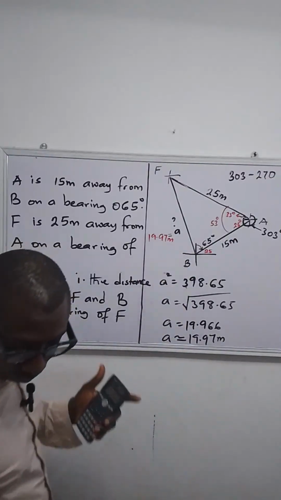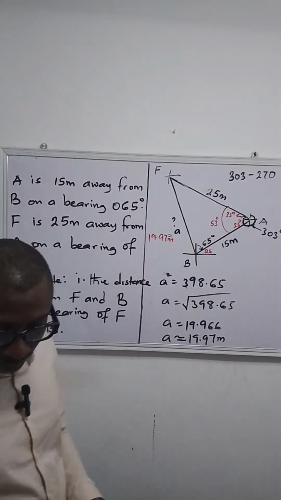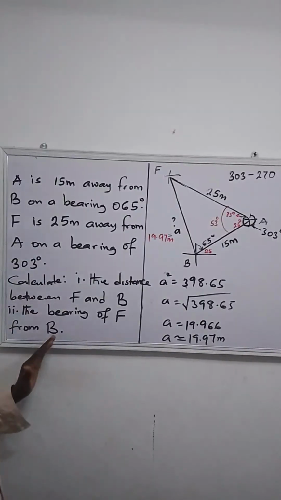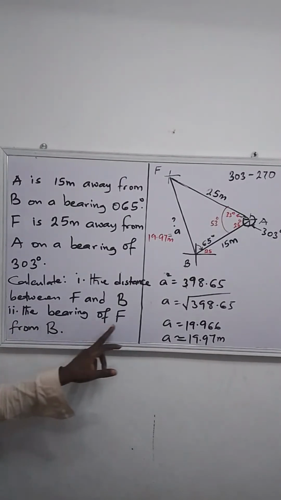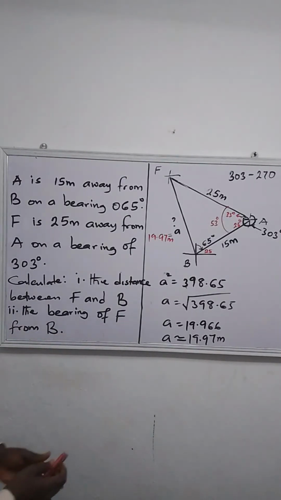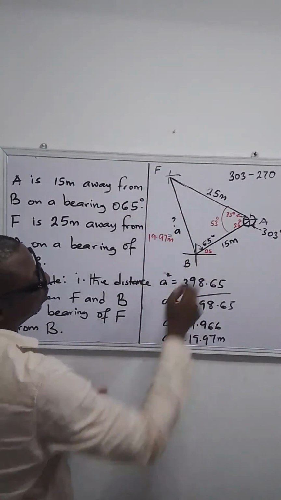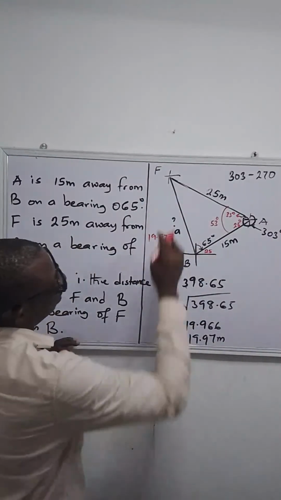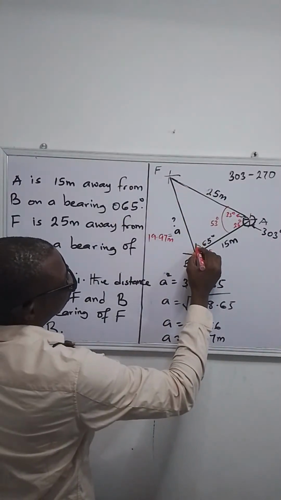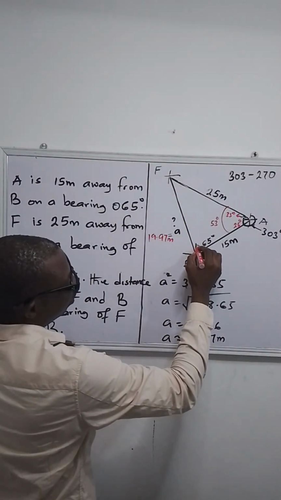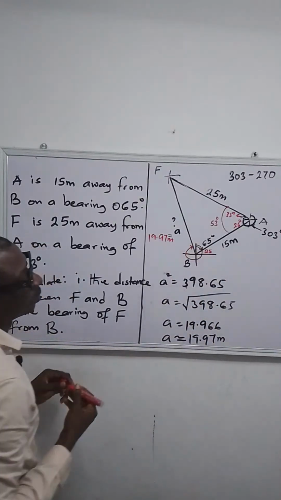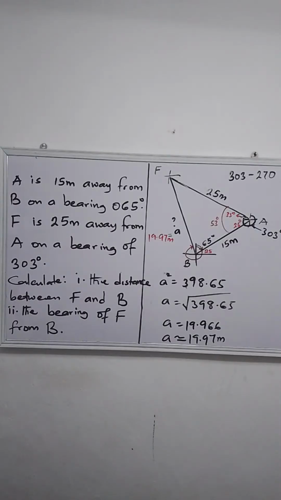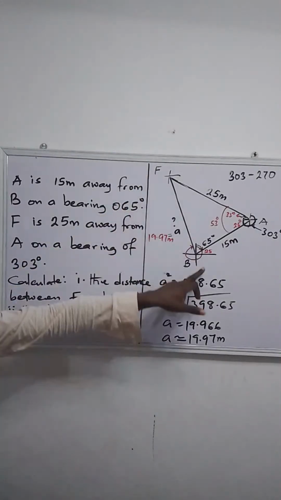Okay, so now let's look at the second part of the question. I want to believe you are all getting the explanation. The second part of the question: you have to find the bearing of F from B. Bearing of F from B is this. You start from the North Pole down until you get to this line. That is the bearing of F from B.